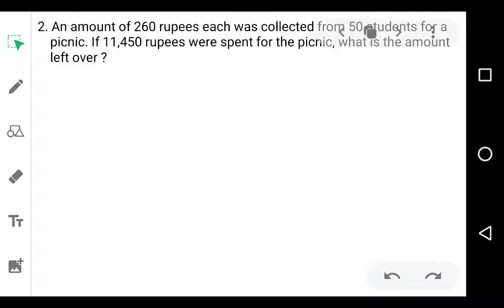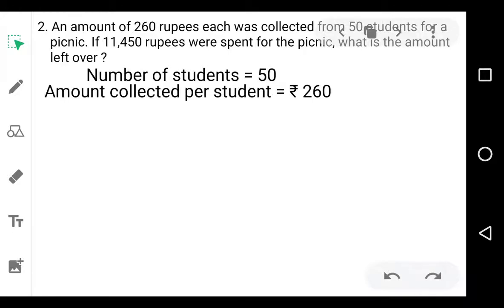Amount collected 260 rupees per student, and there are total 50 students. The amount spent for the picnic is 11,450. What is the total amount? Here we have to first find the total amount and then the remaining amount. So for that, first we write the information. Number of students is 50 and amount collected per student 260 rupees.